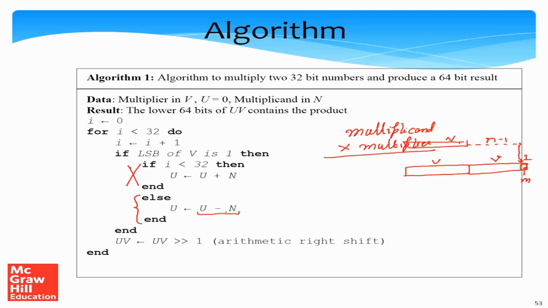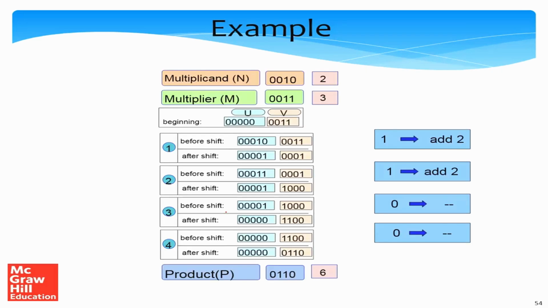This is a very, very important thing and should be kept in mind, and a lot of times students actually make mistakes. The important point is that in this multiplication operation, in the last iteration, instead of adding the multiplicand to register U, we subtract it. So let's consider an example.